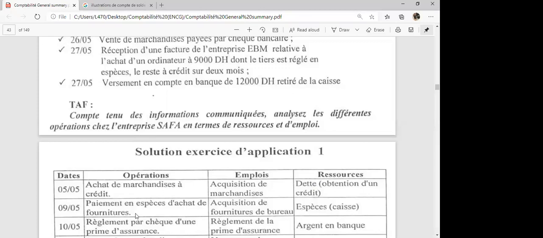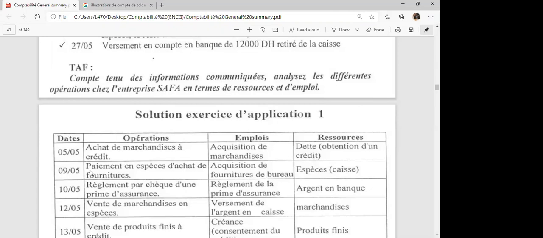Second example, which is on the 5th: paiement en espèces d'achat de fournitures. The simple question again is, what did we use? We used money, en espèces. And to get what? Fournitures. So the money in this case would be the resource, which is what we used. And to get what? Which is fournitures. I hope you're able to follow through because this is something that is really important as well. It's a build up for what we're going to do in front.